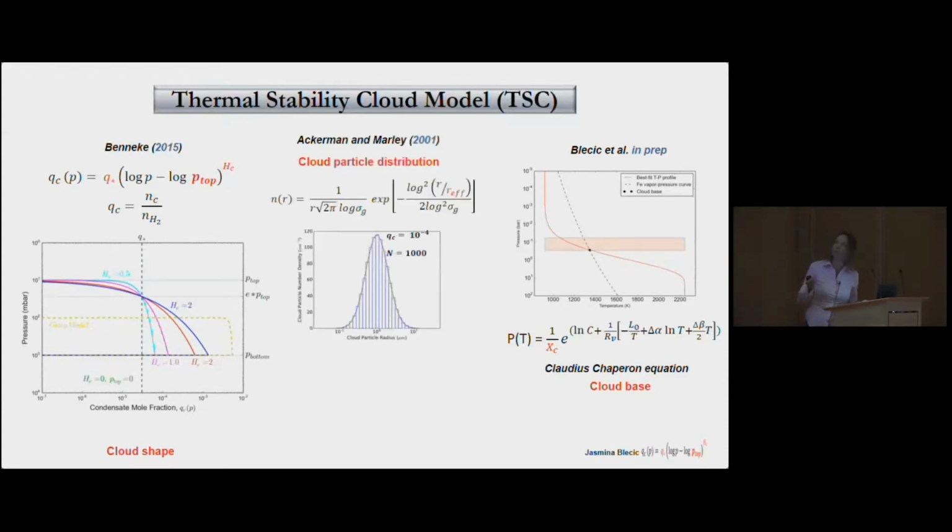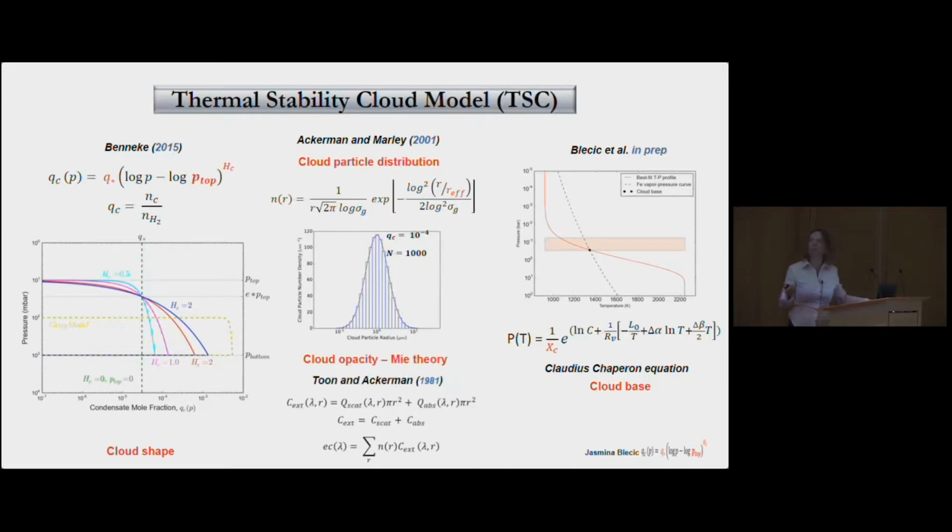To calculate the cloud particle distribution, I use the Ackerman and Marley 2001 log normal distribution. And to introduce the cloud opacity in our retrieval framework, we use the Mie theory, where we calculate the extinction coefficient, accounting for the scattering and absorption coefficients.